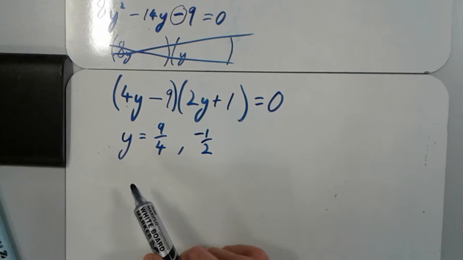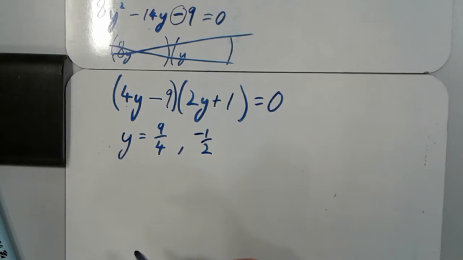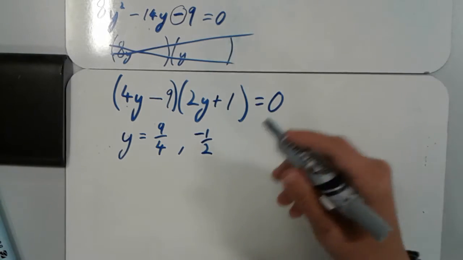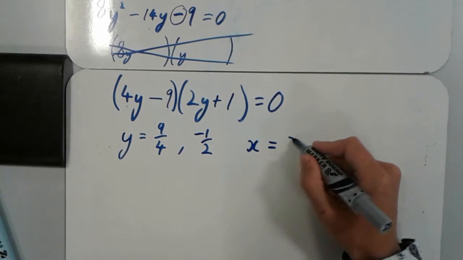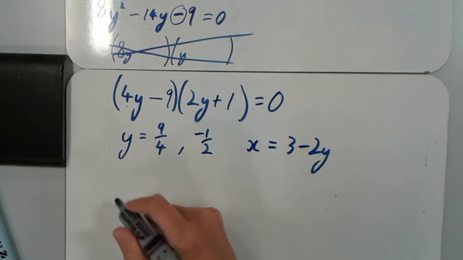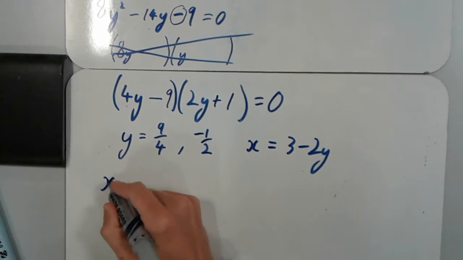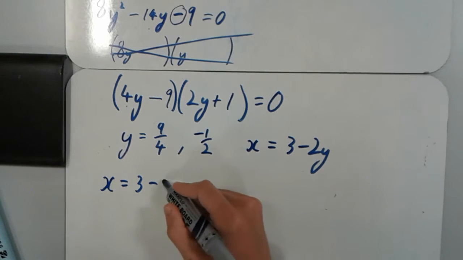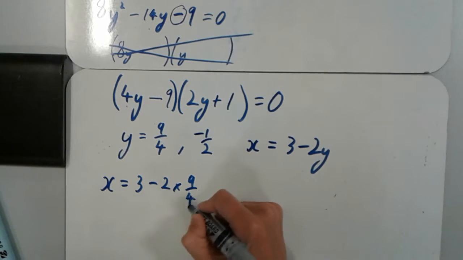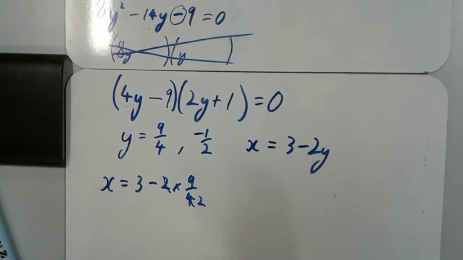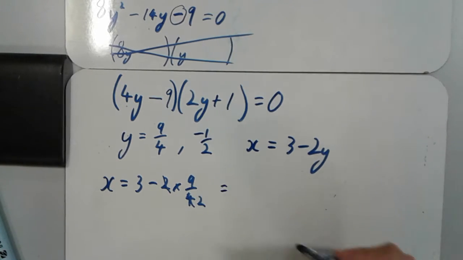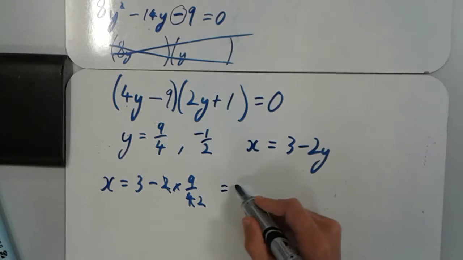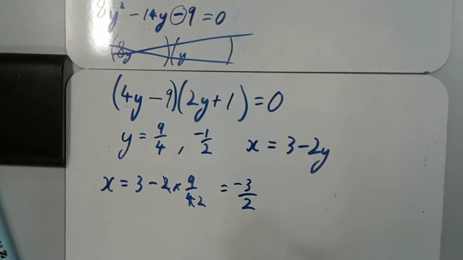Okay, so we've got our two y values. All that remains to be done now is to substitute it back into the original equation, which we can't see anymore because it's too high up, but that was x is equal to 3 minus 2y. So we'll do this one first. 3 minus 2 times 9 over 4. Just cancel that down quickly to make it a little bit nicer to look at. So we've got 3 minus 9 over 2. That's 6 over 2 minus 9 over 2, which is minus 3 over 2.